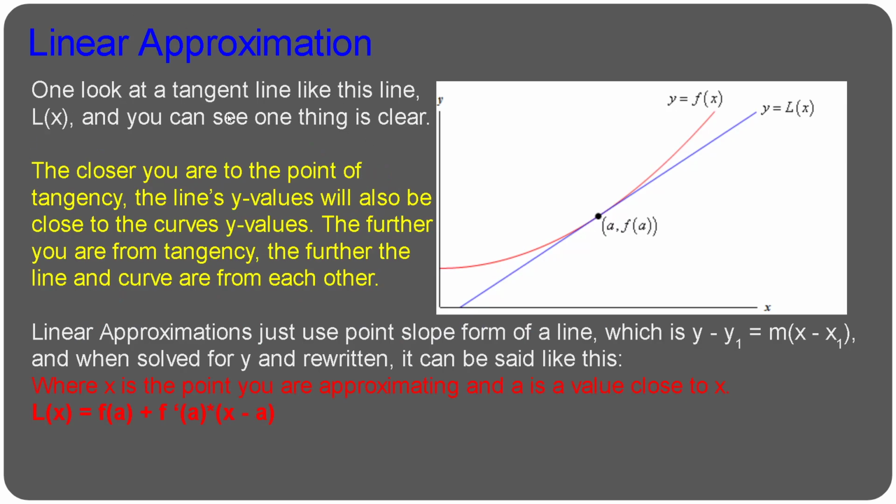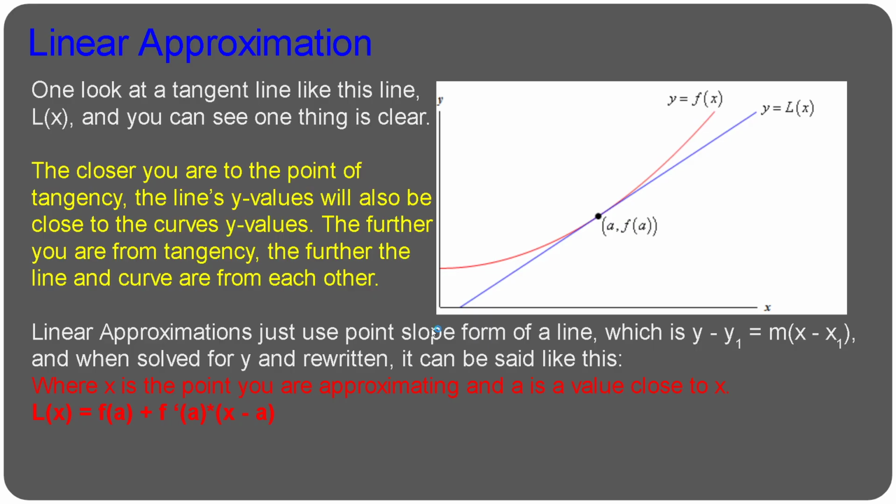It's really easy. Looking at a tangent line, where this tangent line is labeled L of x, you can see that one thing is clear. The closer you are to the point of tangency, the line's y values will be super close to the y values of the curve. And then the further away you are from tangency, the further you are from the line and the curve. So linear approximations just use the slope to form a line.